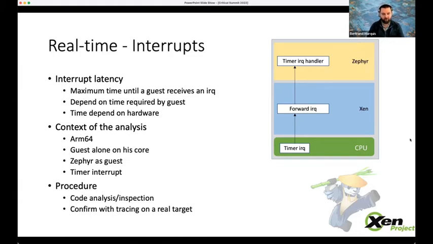We did the analysis on ARM64 with a guest alone on its own CPU core. Zephyr was used as a real-time guest, and we used the timer interrupt. A real use case would be something like a periodic task running on a real-time OS on top of Xen. We did the analysis by code analysis and inspection, and we confirmed the findings using hardware tracing on a real target.